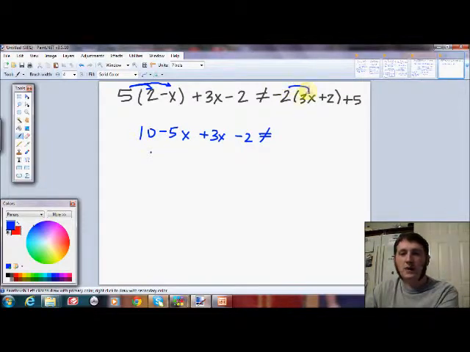Well, let's distribute -2, -6x, see, negative 2 times positive 2 would be minus 4 plus 5. Now we got some like terms to combine on each side. Let's see, 10 minus 2. Actually, let's do that in red. 10 minus 2 is 8.